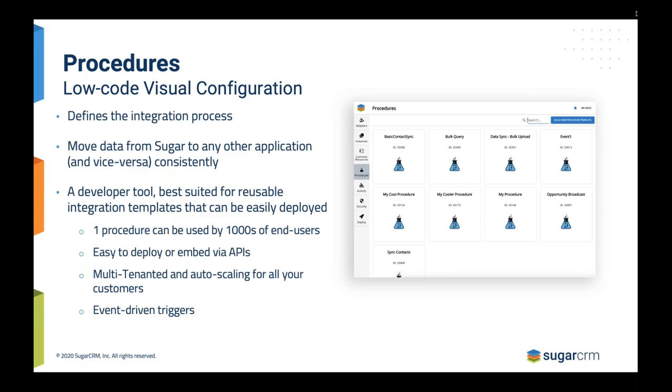And then procedures. Again, this is the most programmery interface of the Sugar Integrate building blocks. It's a low-code visual configuration tool. It allows you to define what your integration process is, what the use case is that you want to support. You can use it to touch Sugar or one other application or multiple different applications. It's really flexible. It's a really powerful development tool. And the way you define these procedures is in a template, such that you build this procedure once, and then you can deploy it multiple times for different use cases, for different users, for different Sugar instances, right? And so this is a really powerful tool for defining your integration logic.